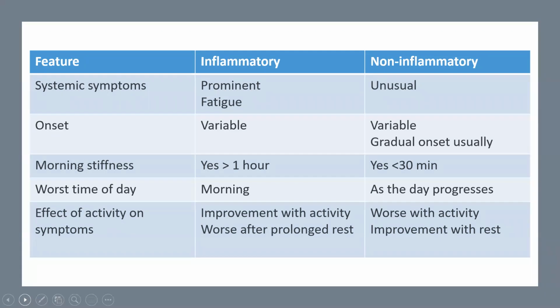So inflammatory joint pain, such as patients with rheumatoid arthritis or psoriatic disease or ankylosing spondylitis or lupus and things like that, will often present with a lot of fatigue. It's unusual for patients with non-inflammatory types of musculoskeletal problems, such as internal derangements, osteoarthritis, to have a lot of fatigue. The onset is often variable in both types. We talked about morning stiffness, we talked about morning pain, and then response to exercise.